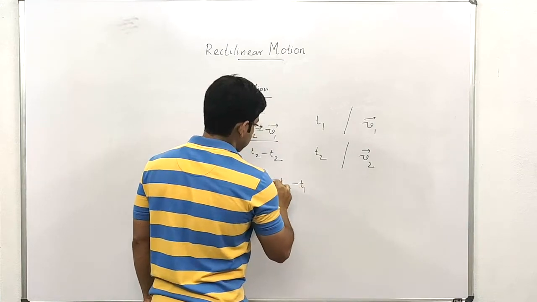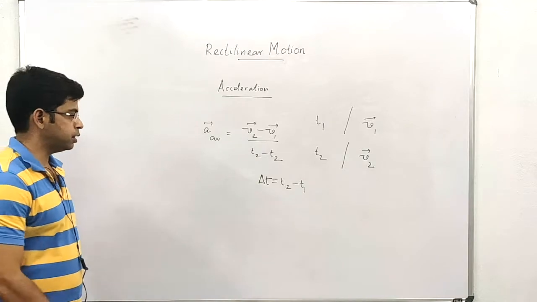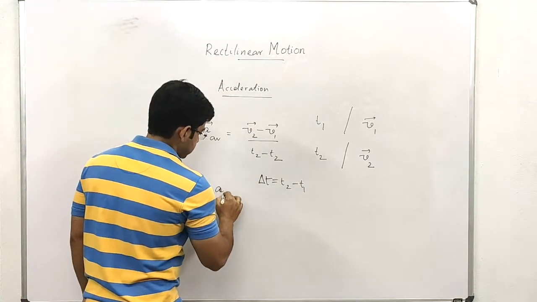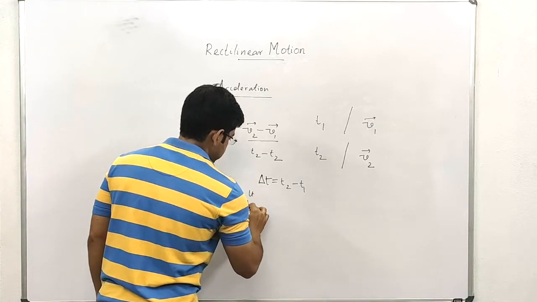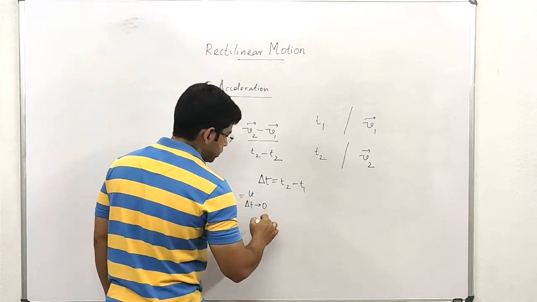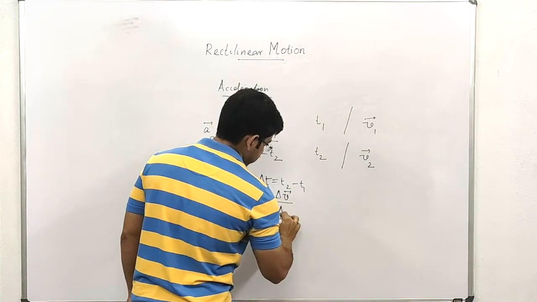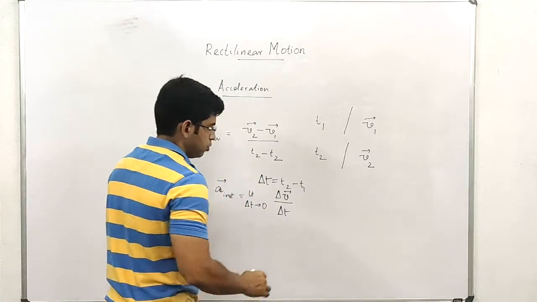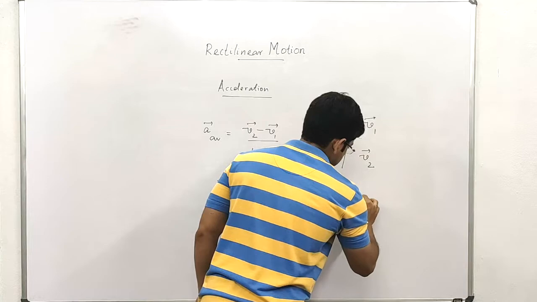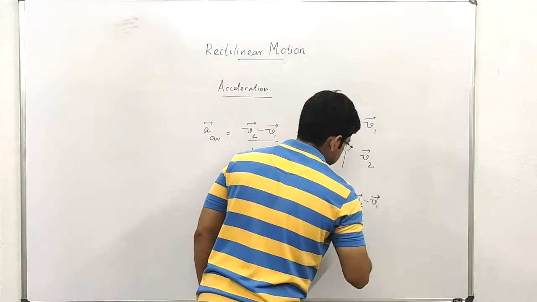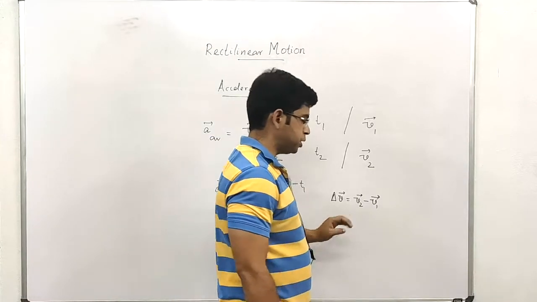Now if the time difference t2 minus t1 is very small and we denote it by delta t, then the instantaneous acceleration may be defined as limit delta t tends to 0 delta v by delta t, where delta v is v2 minus v1, which is also a small quantity in the limit when delta t tends to 0.